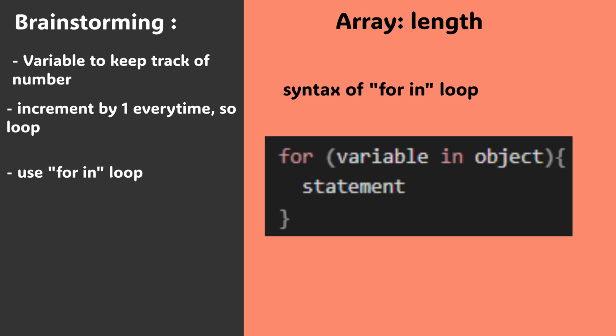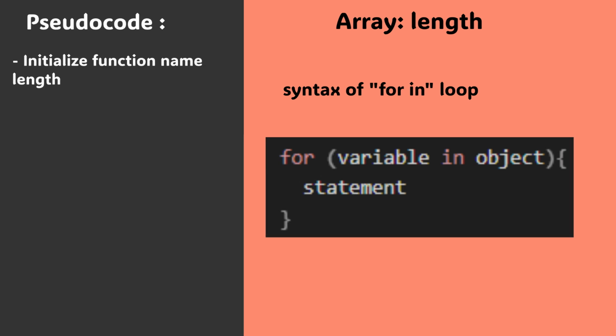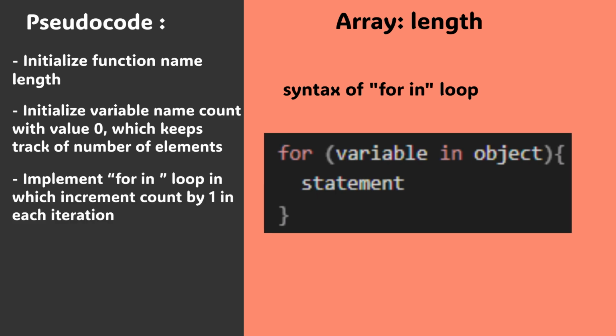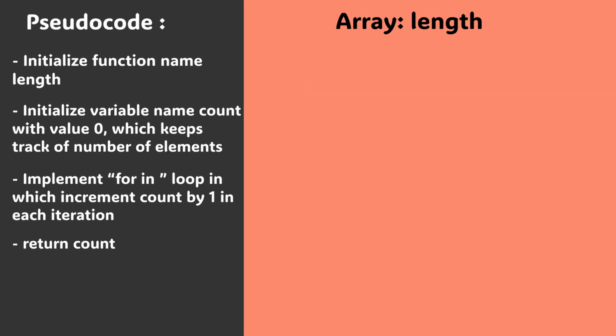Now, we have all the essential parts to make a proper algorithm. First, initialize a function. Let's name it length. Then, initialize a variable named count with value 0. Next, implement a for of loop, in which we increment the count variable by 1 in each iteration. And finally, return the count variable.